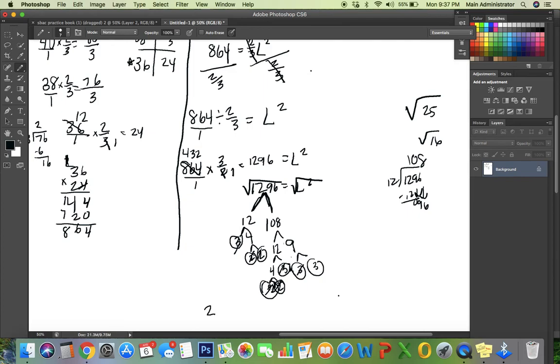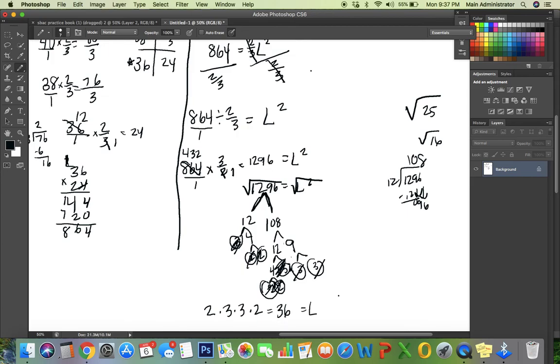I have 2 3's here. I'm going to write that down once. I have a 3 over here and a 3 over here. I'm going to write that down once, and I have 2 2's right here. I'm going to write that down once. I take all these numbers and I multiply them. 2 times 3 is 6. 6 times 3 is 18, and 18 times 2 equals 36. So that is what L equals, all right?